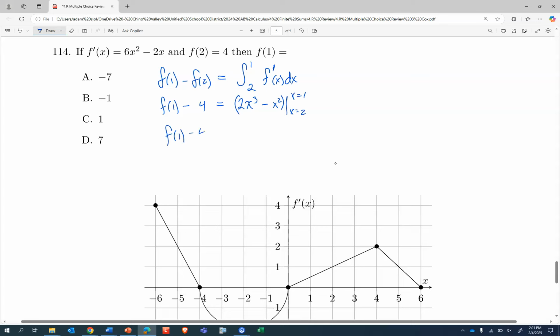So f of 1, don't forget that 4, is going to be, let's see, 2 times 1 cubed minus 1 squared minus 2 times 2 cubed, so 16, minus 2 squared. So f of 1 is going to be 4 plus 2 minus 1 minus 16 plus 4. So let's see, what is that? So that's 10 minus 17, negative 7.